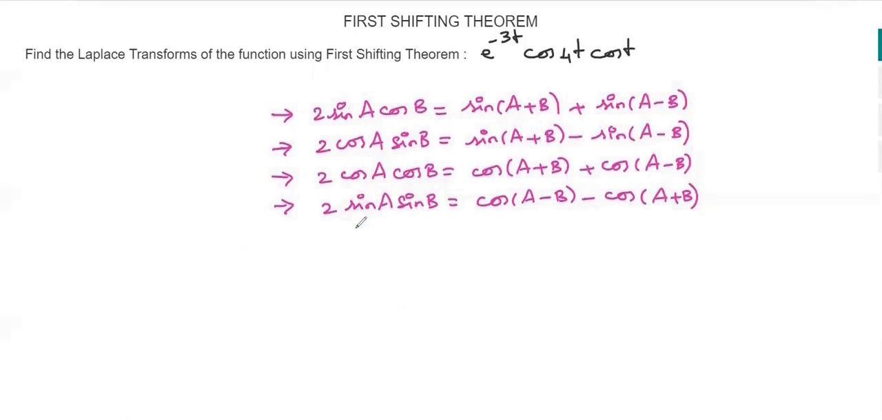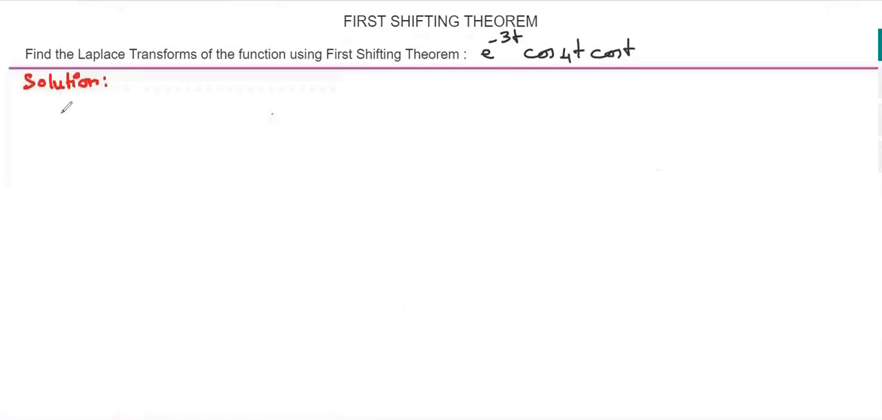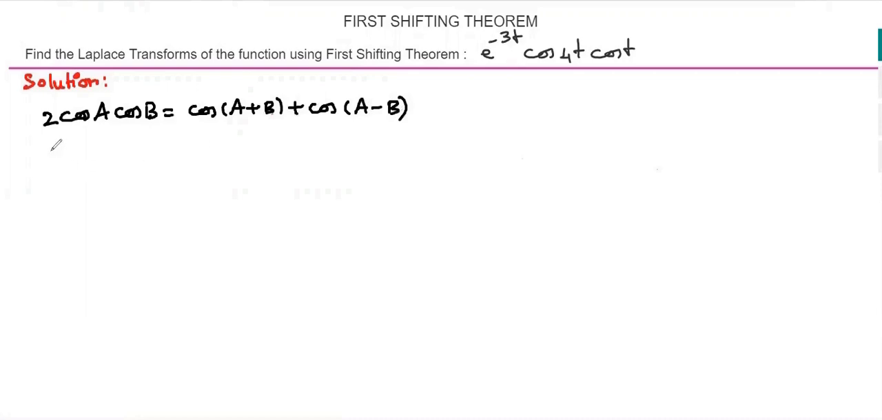Now we will go into the solution. See, from the 4 formulas, I have to pick the third one. It is 2 cos a cos b equals cos a plus b plus cos a minus b. So here I need only cos a cos b. This 2, which is the constant, I don't need, so I'm just taking it to the other side. It is cos a plus b plus cos a minus b over 2.